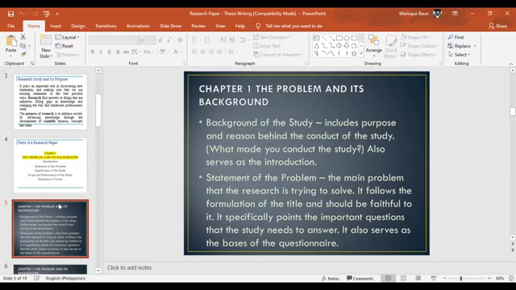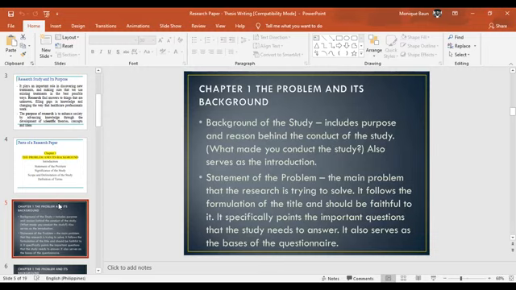This is the main problem that the research is trying to solve. It follows the formulation of the title and should be faithful to it. It specifically points out the important questions that the study needs to answer. It also serves as the basis of the questionnaire. Just like what I've mentioned, the statement of the problem consists of the questions that you want to know about your study.